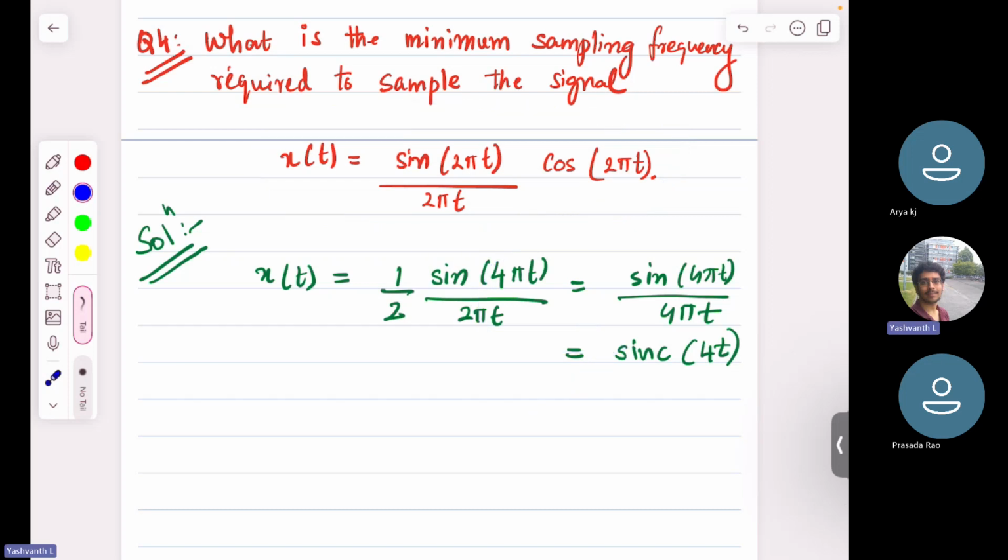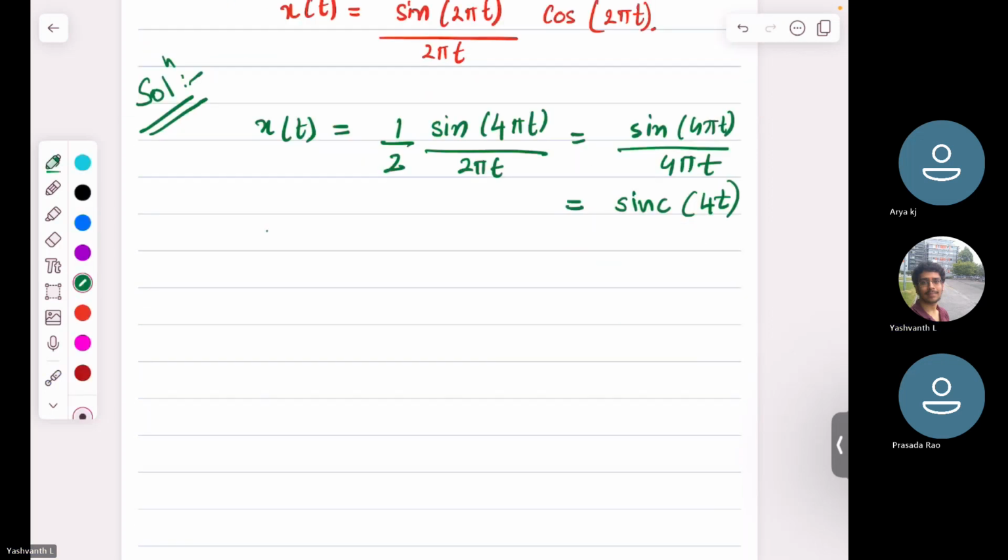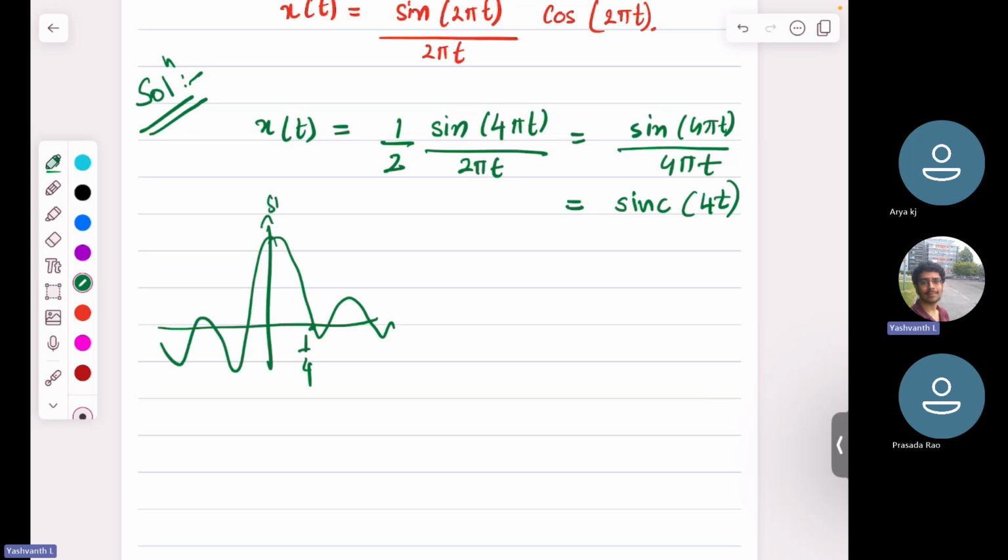That's all. So now I need to take the Fourier transform of sinc of 4t and find out the maximum frequency content in the Fourier transform. Now, what is the Fourier transform of sinc of 4t? A rectangle signal, correct? Sinc of 4t is something like this, and its Fourier transform will be a rectangle in the frequency domain.